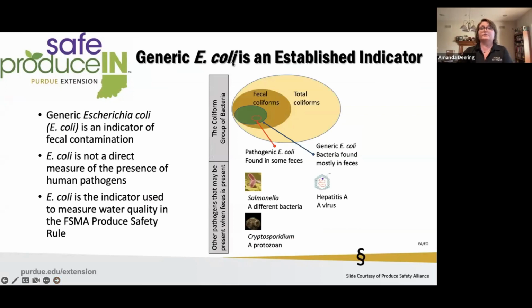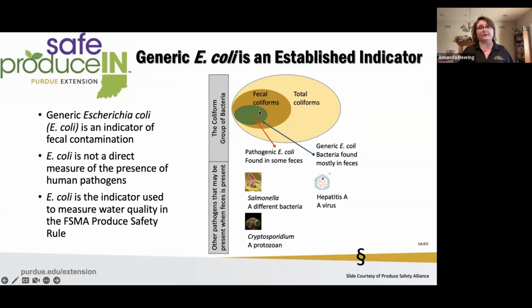And again, we're going to look for generic E. coli, because it is an established indicator that there was fecal contamination present. So of what this is showing here, we have a group of bacteria called total coliforms. In that group is what we call fecal coliforms. So just like it sounds, are from feces. And then in that, we have this generic E. coli. And then a subset of that then could be the pathogenic E. coli.